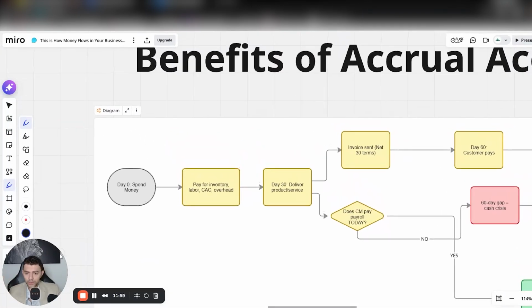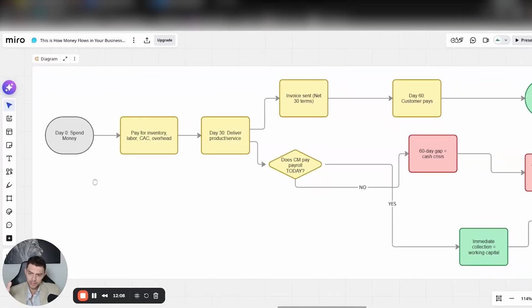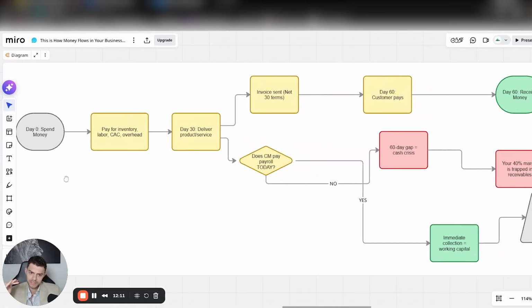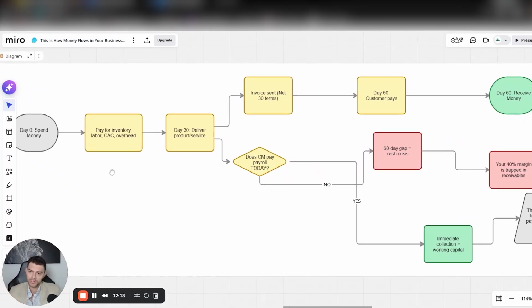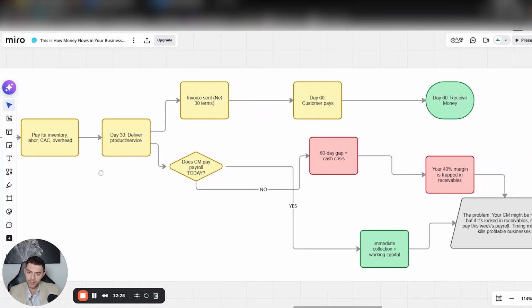When we look at accrual accounting, we look at things from a 13-week cash flow perspective, right? And we look at things from even a daily perspective. And what we're trying to understand here is the order of operations of what needs to get paid first and how many days do we have in between in our cash conversion cycle to do that. And this is where inventory, labor, CAC, overhead comes into play, because you got to spend your money first. Then maybe on day 30, you have to deliver the product or service.